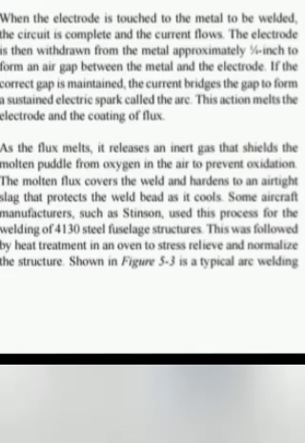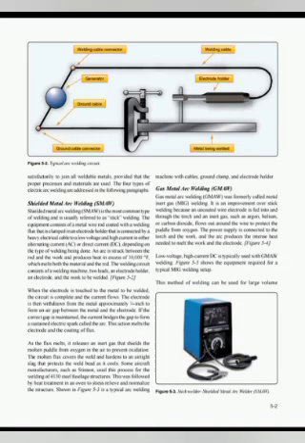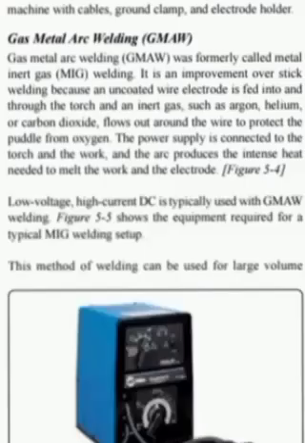Some aircraft manufacturers, such as Stinson, use this process for the welding of 4130 steel fuselage structures. This was followed by heat treatment in an oven to stress relieve and normalize the structure. Shown in figure 5.3 is a typical arc welding machine with cables, ground clamp, and electrode holder.